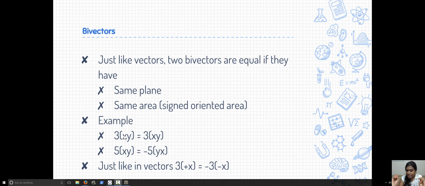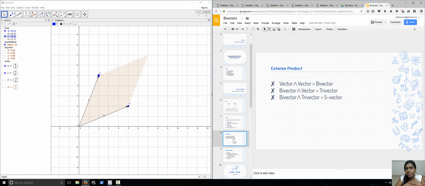Remember, the orientation needs to be maintained. If xy is alternated to yx, then the sign should change to -5yx. Right? So 5xy is equal to -5yx. This is just like in vectors. So if you take in the positive x, 3 times x is the same as -3 times the -x axis. Now we are ready to formally define what's an exterior product.